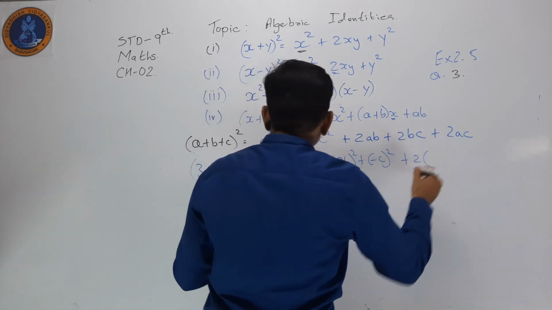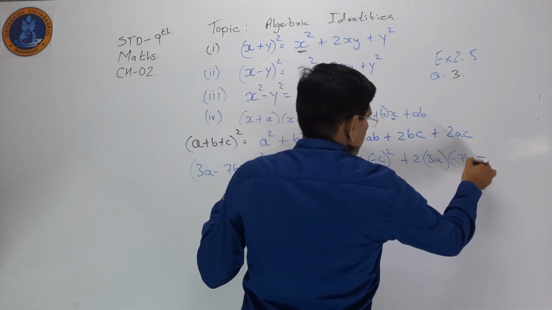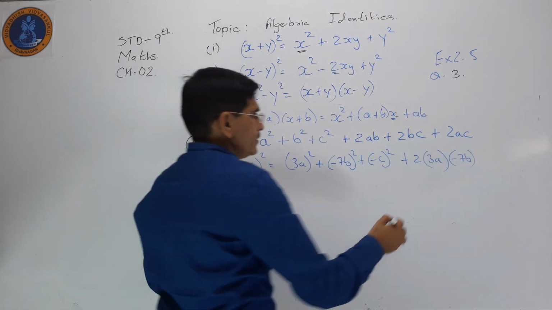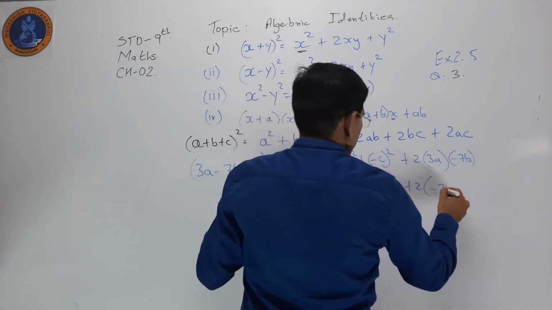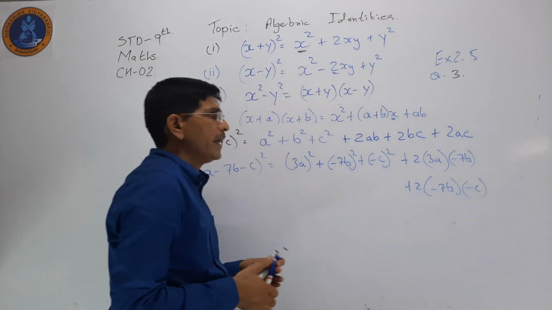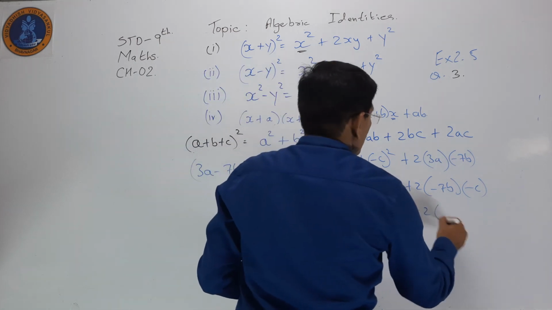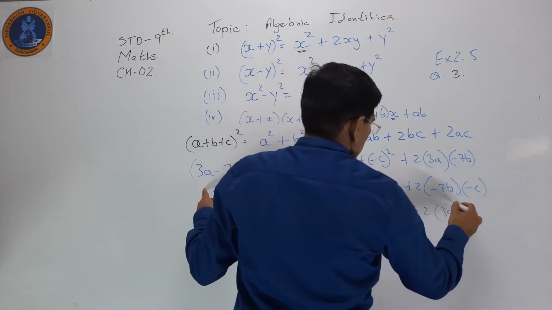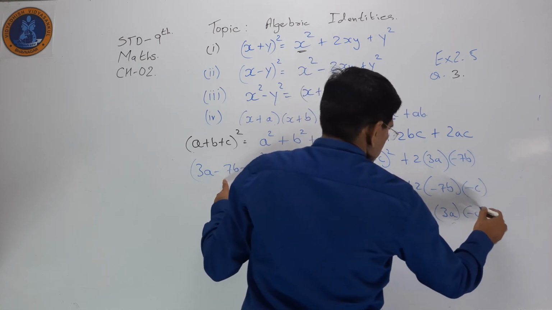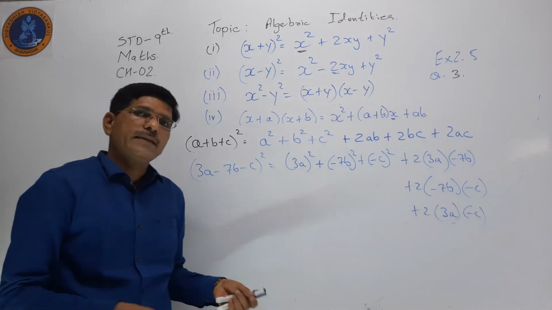Now 2 into a into b. So 3a into b, that is minus 7b. 2 into b into c. So 2 into b, minus 7b, into c, that is minus c. And last, that is 2ac. So plus 2a, again 3a, and c, that is minus c. So if you write all these steps properly, you will get the correct answer.